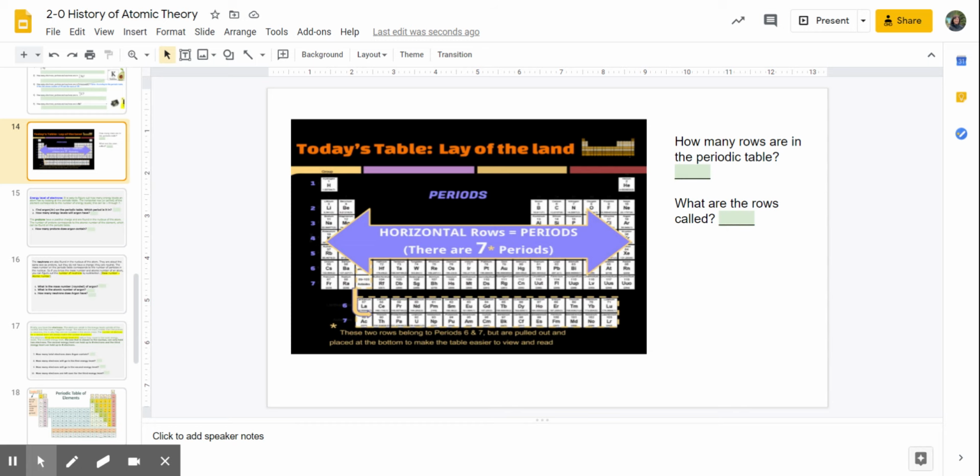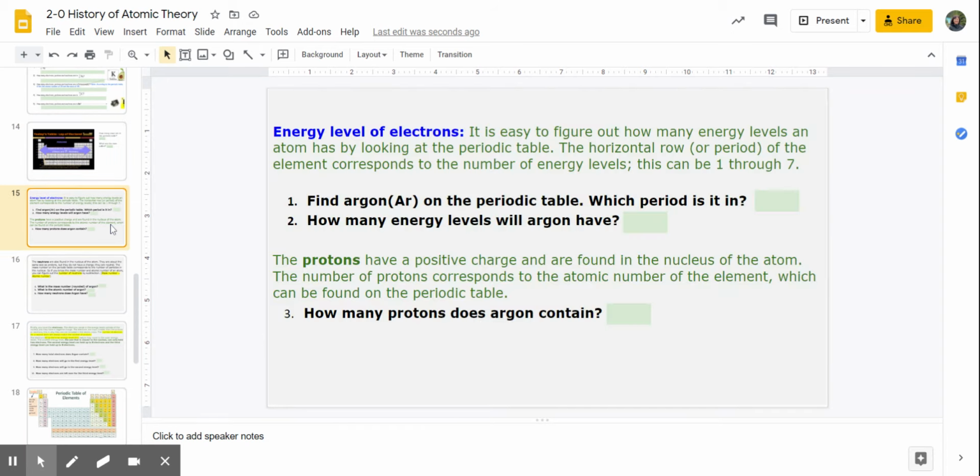All the known atoms in the universe are organized in the periodic table, and the periodic table is organized by rows and columns. There are 7 rows in the periodic table. The bottom 2 rows are actually part of rows 6 and 7. So there are a total of 7 rows, and they represent the energy levels of the electrons.